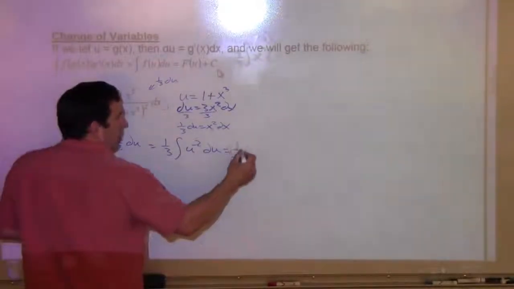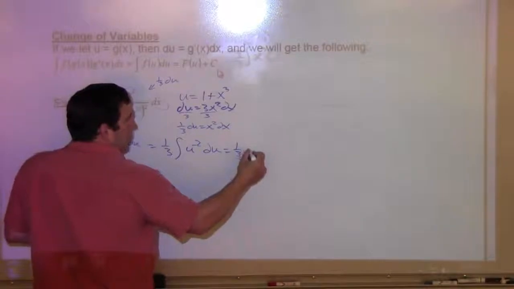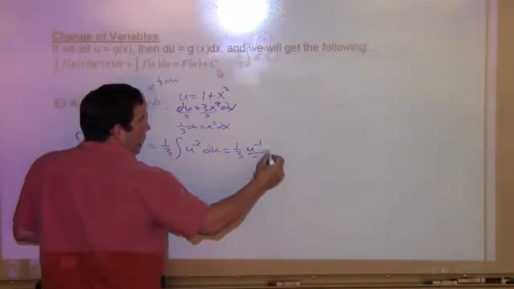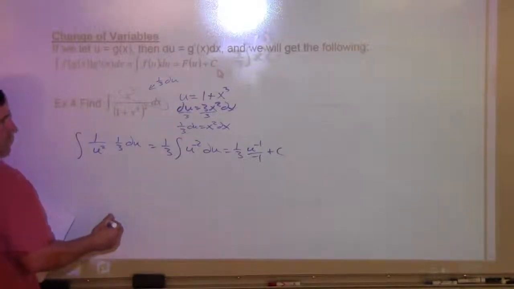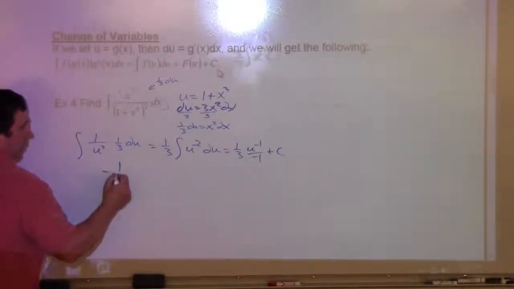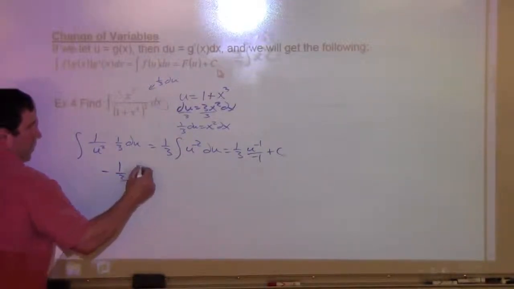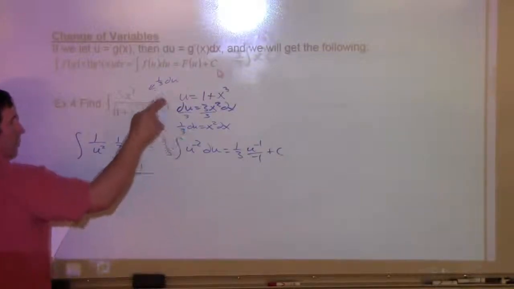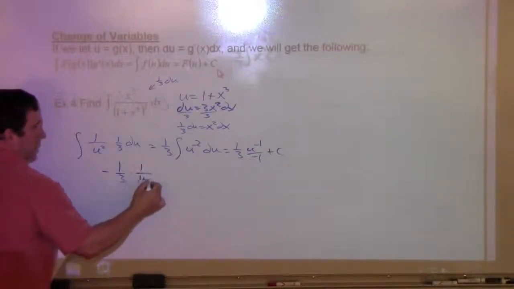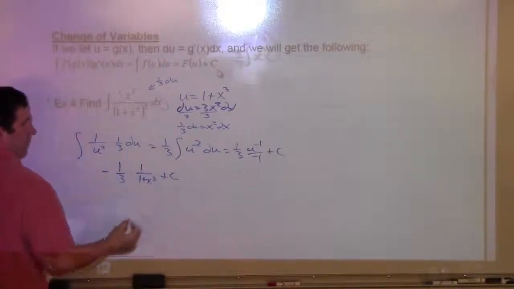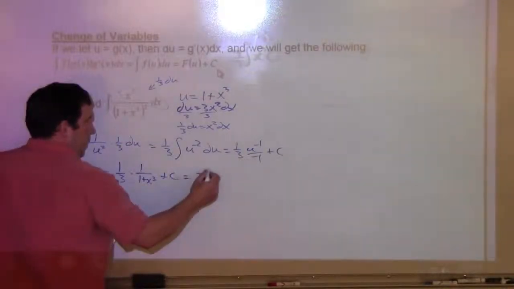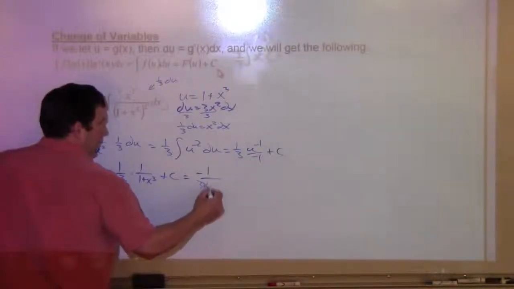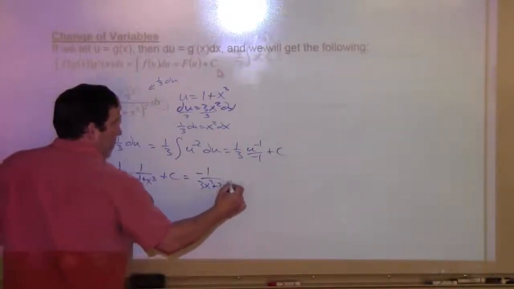which will be 1/3 times u to the negative 1 over negative 1 plus some constant c. And that's negative 1/3 times 1 over, what was u? 1 plus x cubed plus c. Which is negative 1 over 3x cubed plus 3 plus c.